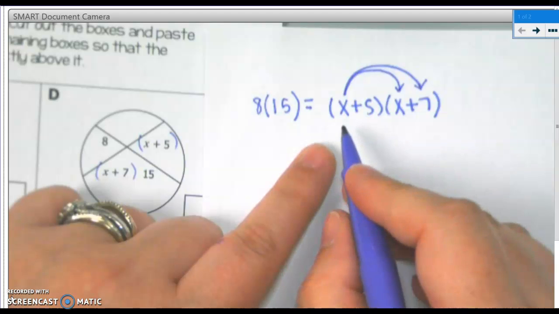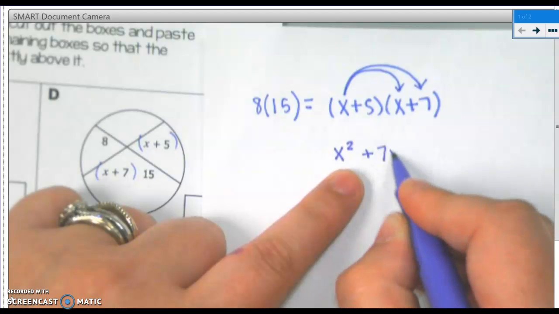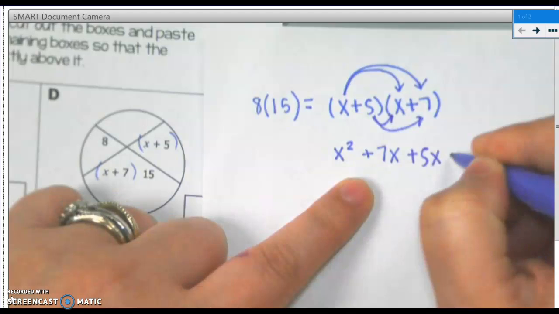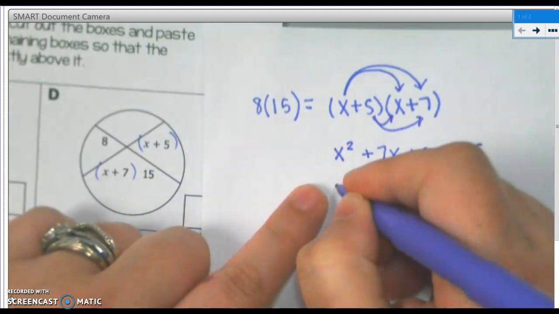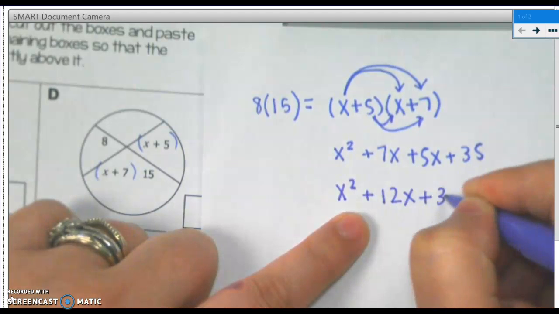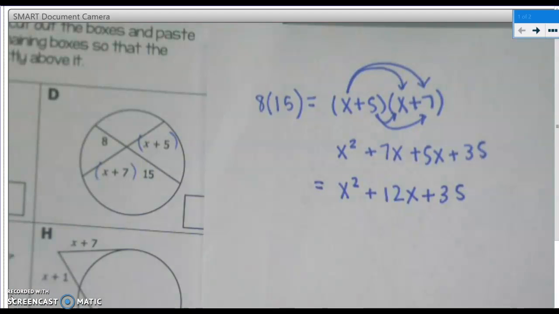So I multiply x times x, x times 7, 5 times x, and 5 times 7. Combine like terms. And 8 times 15 is 120.